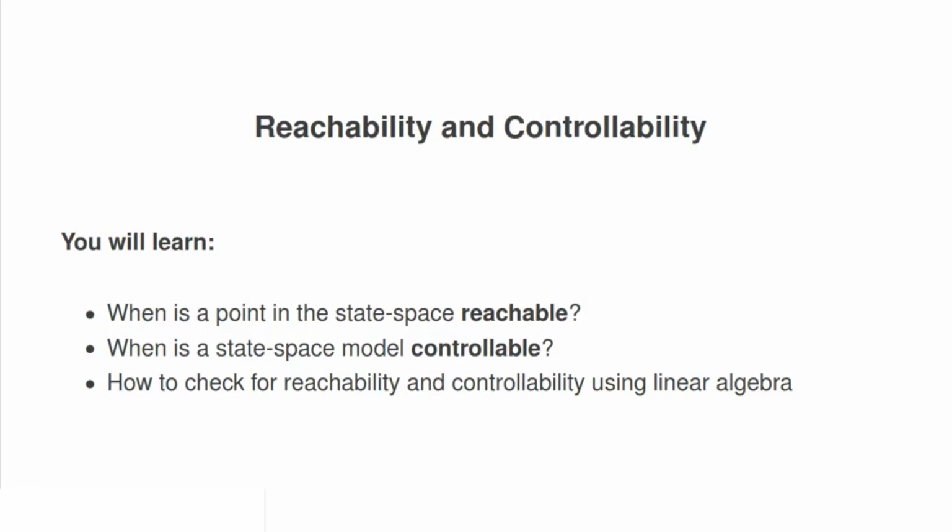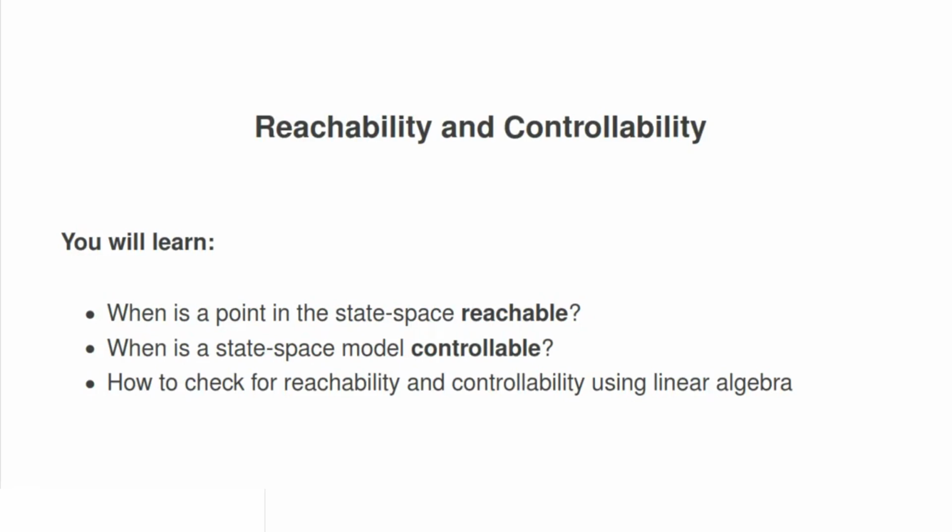Today we'll learn about two concepts. The first concept is that of reachability and the second is that of controllability. Reachability is a concept that applies to individual points in the state space of a state space model. Roughly speaking, a point is said to be reachable if we can design a control input to drive the state of our state space model to that point.